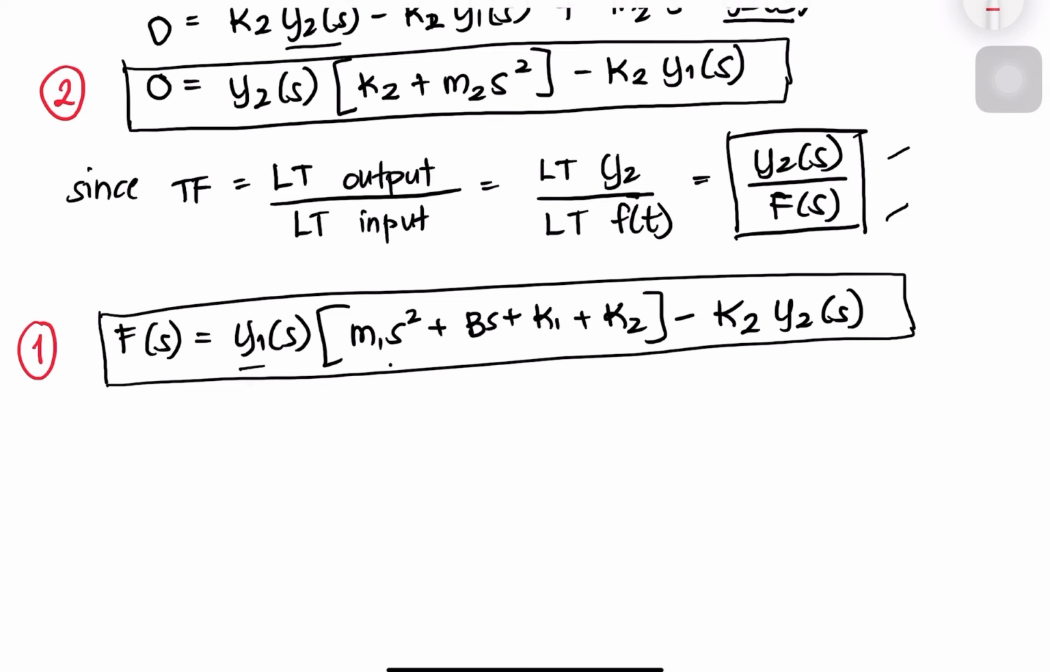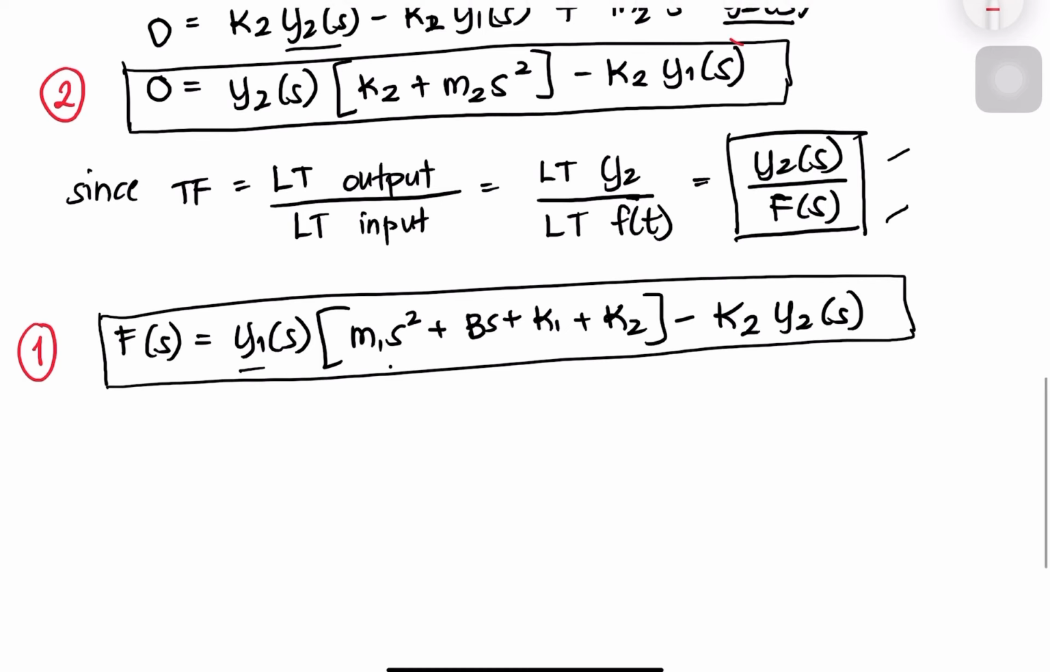So, we can actually use equation 2 to substitute for the value of y1 in equation 1. So, ibig sabihin nun, kukunin natin tong y1, ilalagay natin siya sa isang side para kung ano man yung y1, isa-substitute natin dito sa y1 dito. So, pag na-substitute natin, mai-eliminate na natin yung y1. Ang matitira sa atin is f of s and y2. So, let's try to do that.